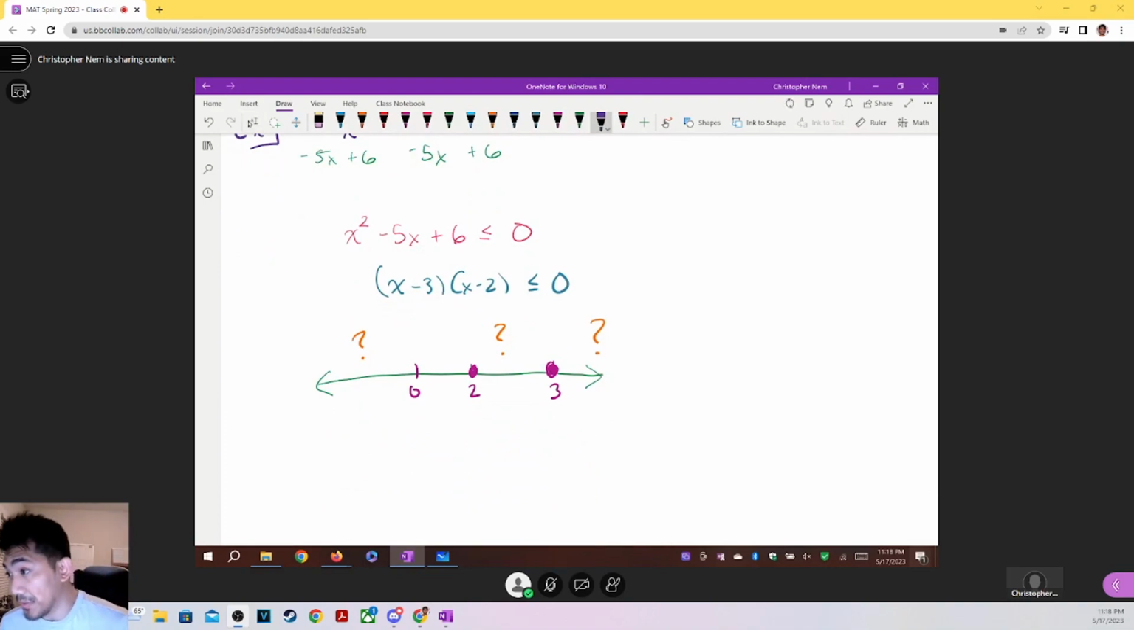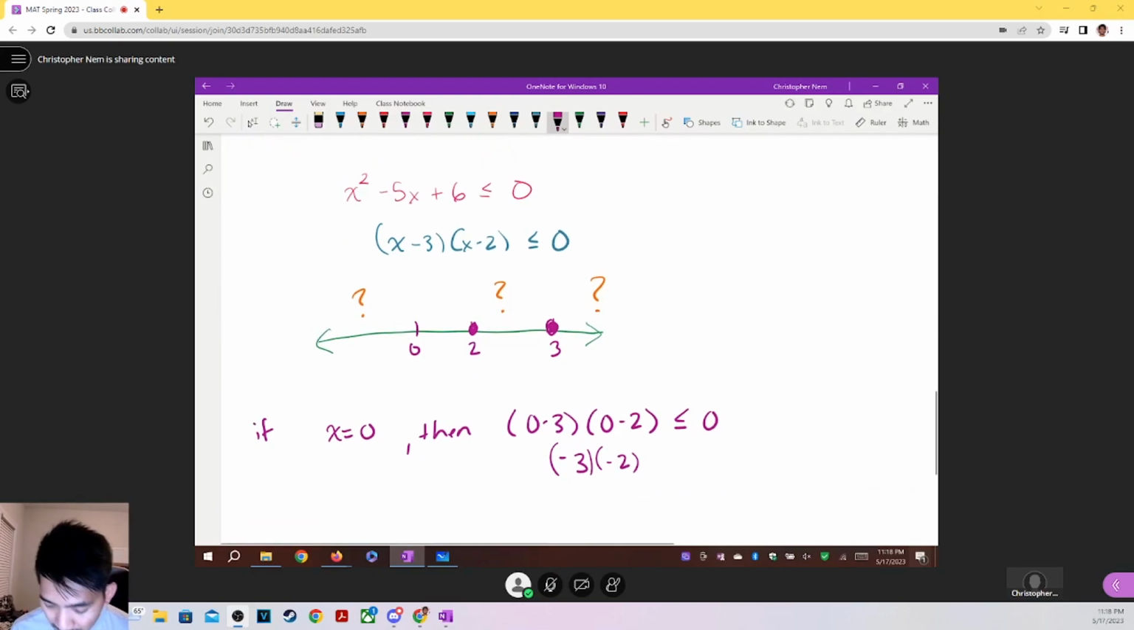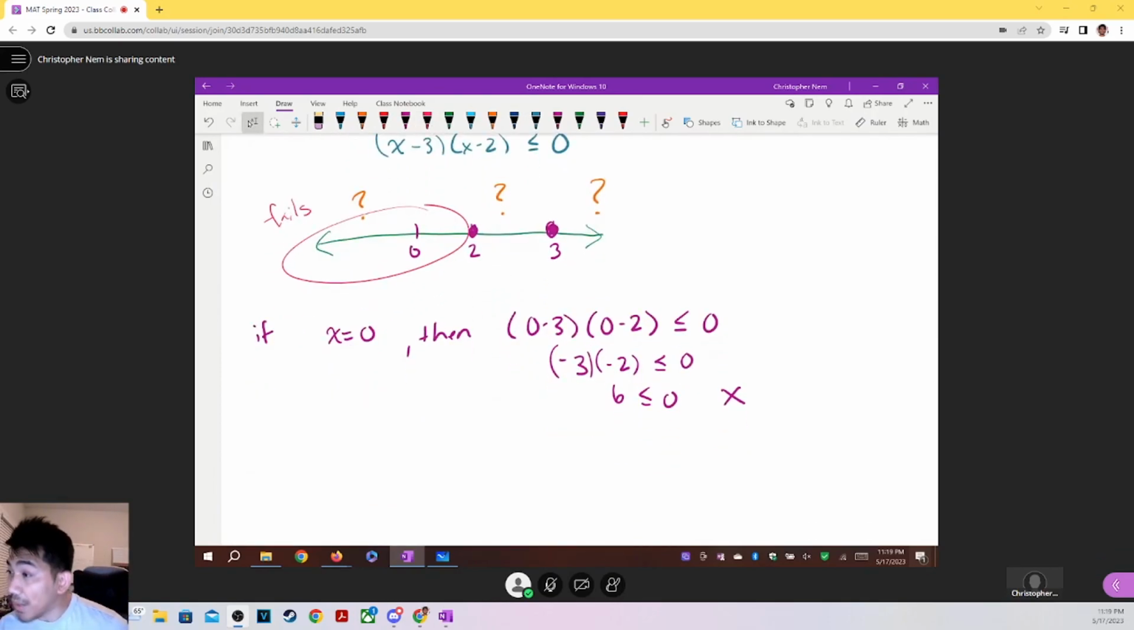I choose a value to the left of 2. If x is equal to 0, then we have 0 minus 3 times 0 minus 2 less than or equal to 0. Negative 3 times negative 2. Remember, I'm not multiplying or dividing both sides of the equation, so you're good to go. The inequality does not change direction unless I apply it to both sides. 6 is less than or equal to 0. Is this true? Yes or no? This is not true. So this fails.